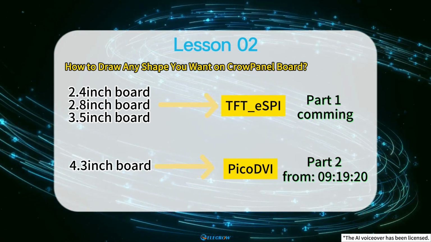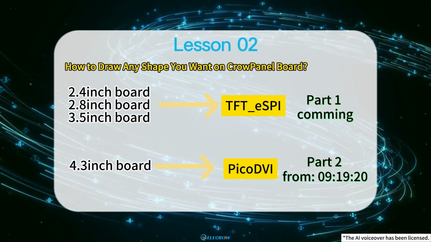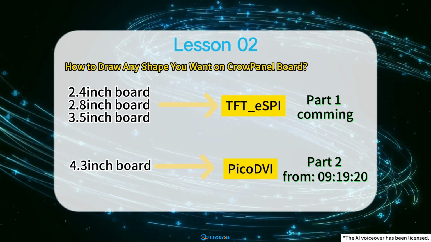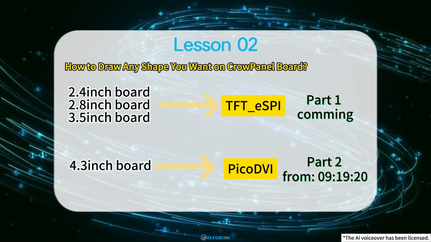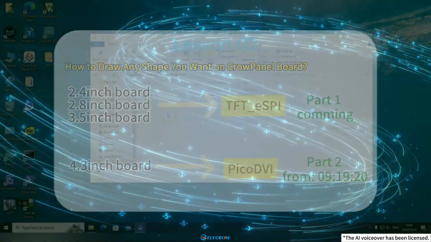In the first part, I'll use a 2.4-inch board to demonstrate how to use the TFTSPI library. And in the second part, I'll switch to a 4.3-inch board to showcase the PicketV library. Let's get started with the demonstration.